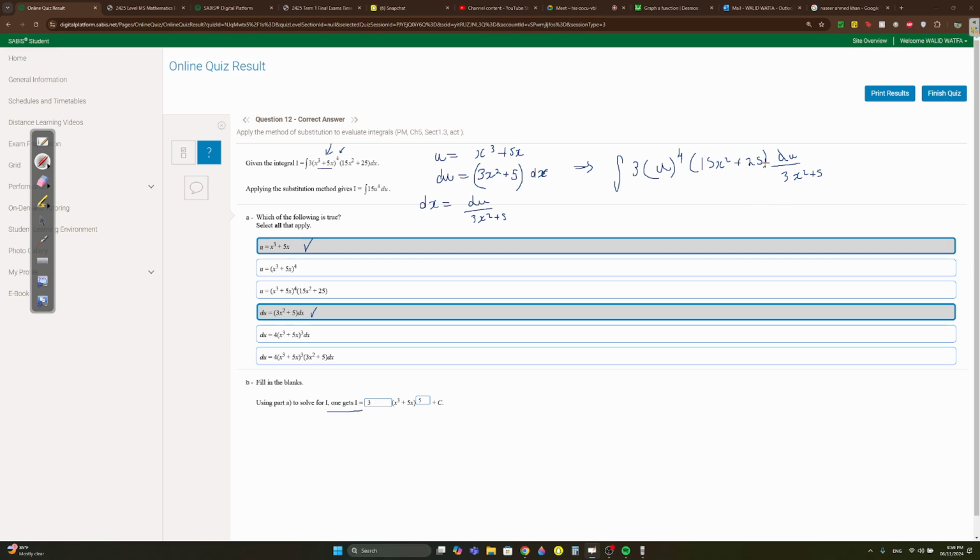Some people here will be stuck. They'll be like, yo, what do I do here? There's nothing for me to cancel. I can't cancel 3 with 3. Here's what you do. 15x squared plus 25. Do you think you can make it the same as this? Take a look at it. They both have 5 in common. Let's be a bit smart and take out 5. And what's it going to be? 3x squared plus 5, and then times du over 3x squared plus 5. Subhanallah, now we can cancel these two. See, this is how math works, guys. So we're going to get 3 times 5, 15, u to the power 4 du. Just like they said in the question.